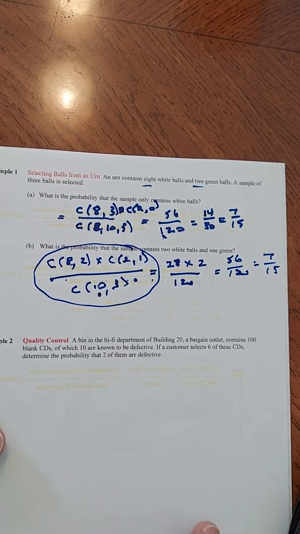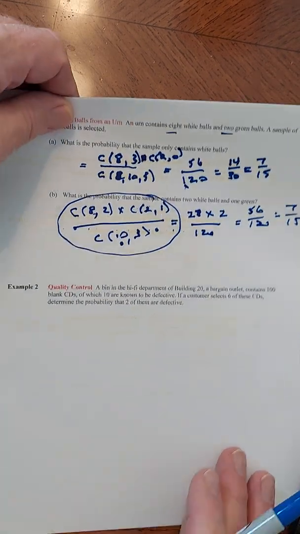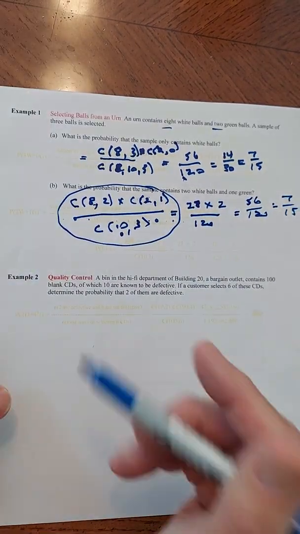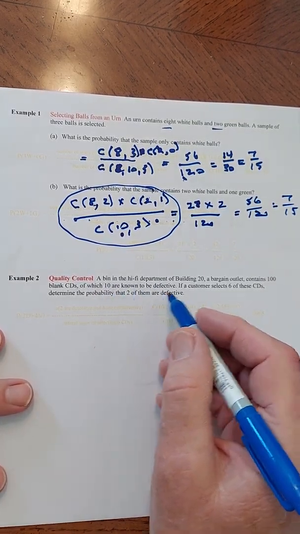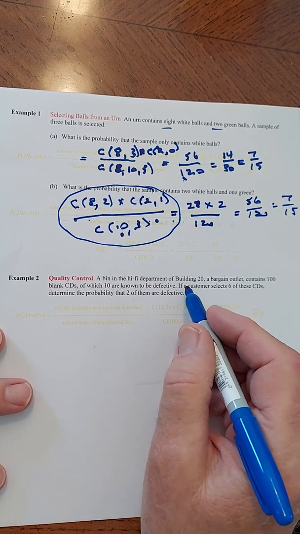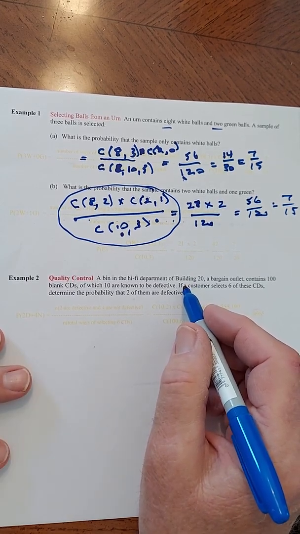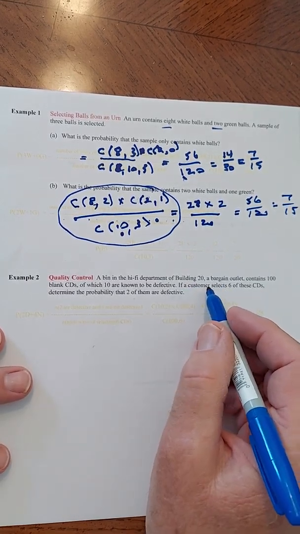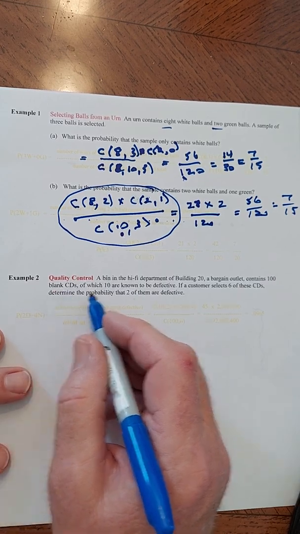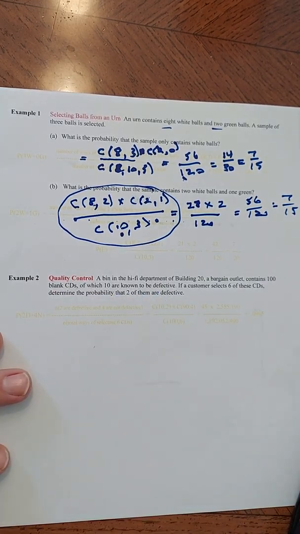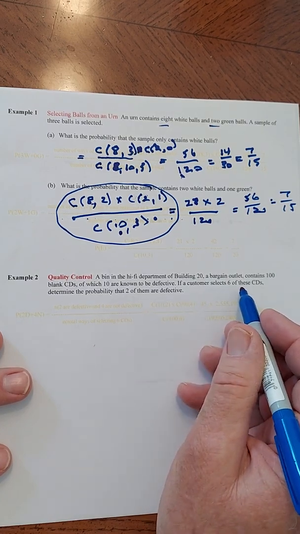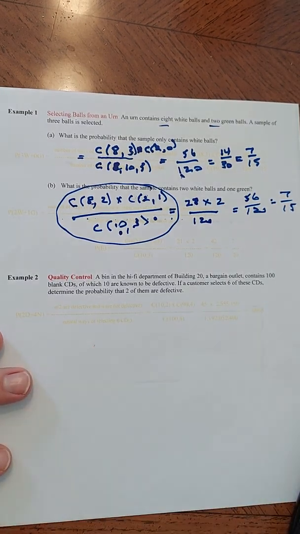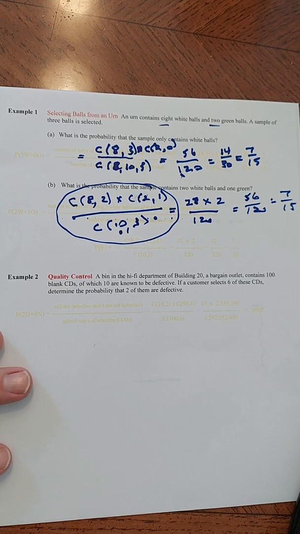Okay, let's look at example 2 that I got down here. These numbers are going to be a little bit tougher. Okay, a bin in the hi-fi department of Building 20. Building 20 is like a store name. It's a bargain outlet. It contains 100 blank CDs, of which 10 are known to be defective. If a customer selects 6 of these CDs, determine the probability 2 of them are going to be defective.